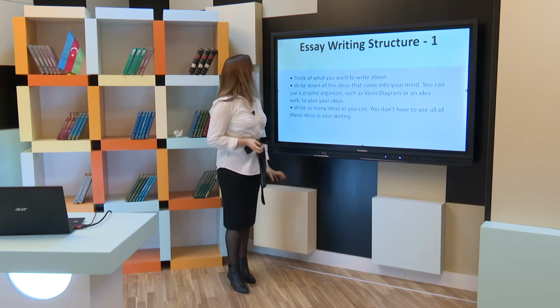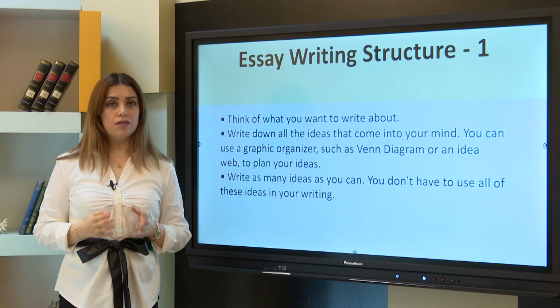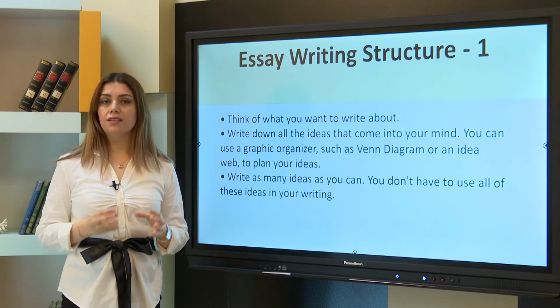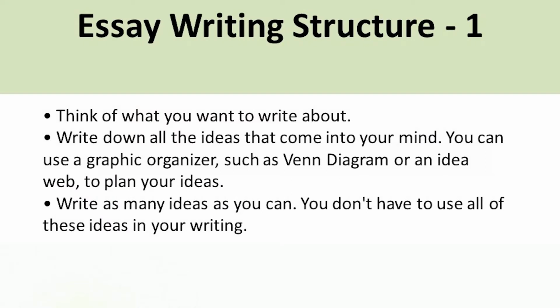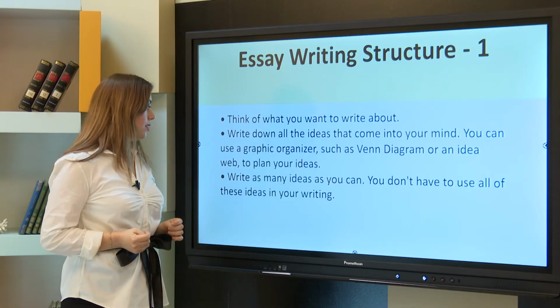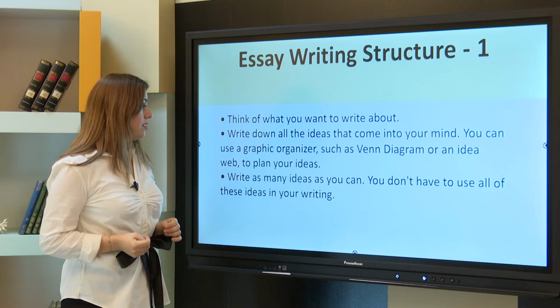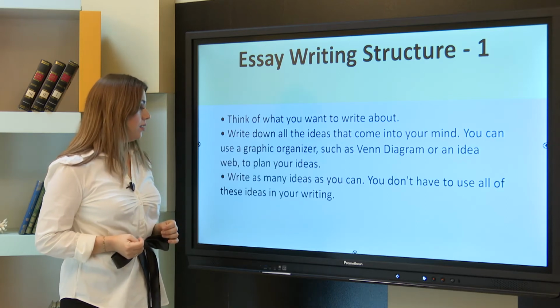First of all, we must think of what we want to write about. We should think, and we should write all the ideas that come to our minds on a paper. Write down all the ideas that come into your mind. You can use a graphic organizer such as a Venn diagram or an idea web to plan your ideas. Write as many ideas as you can. You don't have to use all of these ideas in your writing.